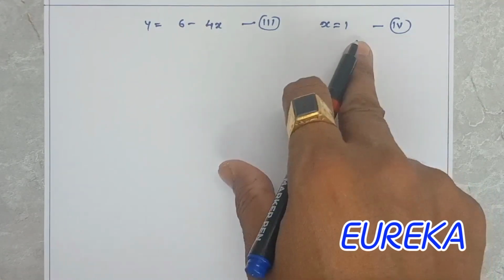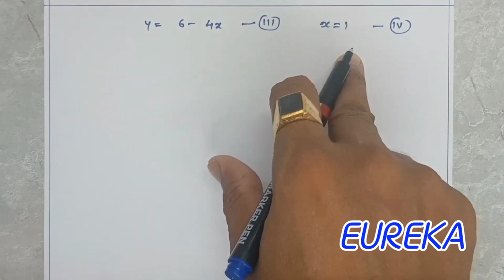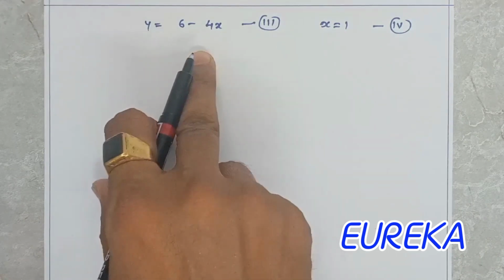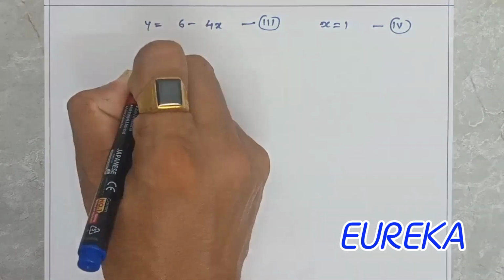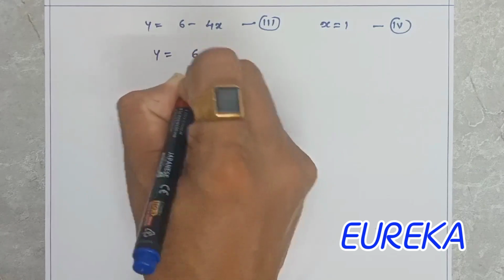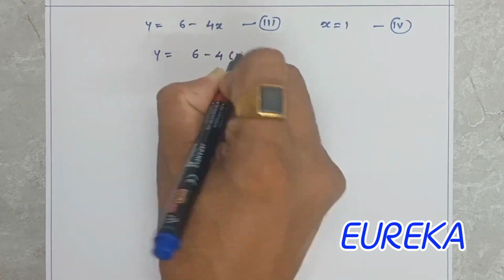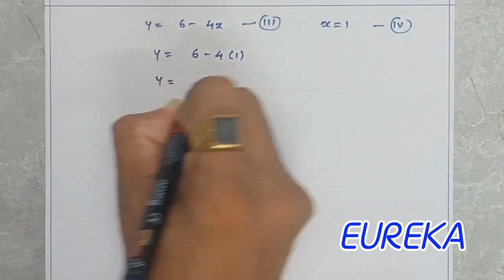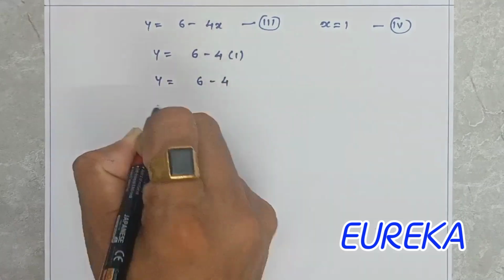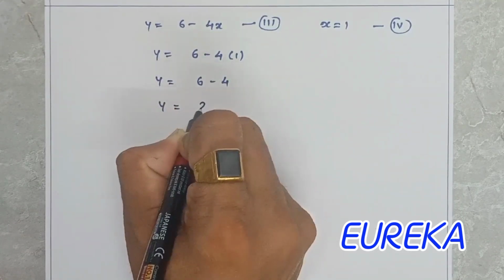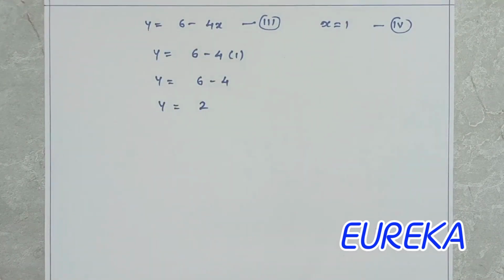So we are substituting this value of x in equation 3. So let's do it. y equals to 6 minus 4 into 1. So y equals to 6 minus 4. So y equals to 2. So we get the value.